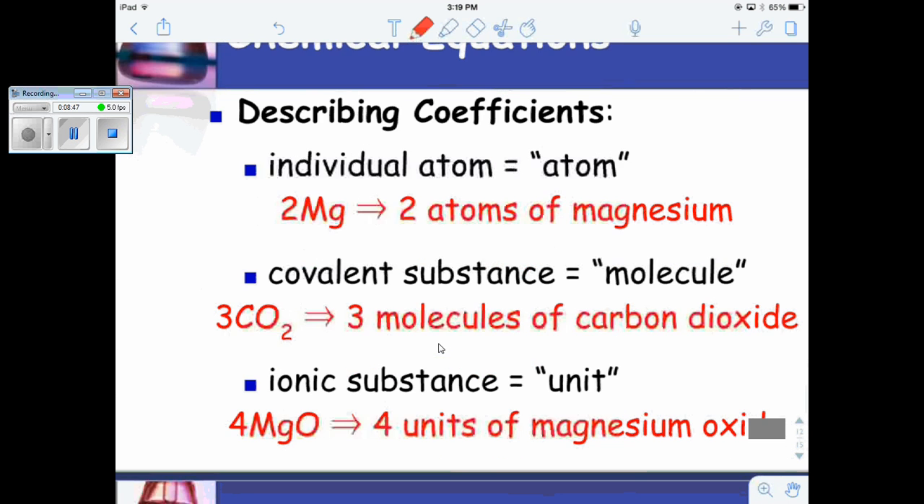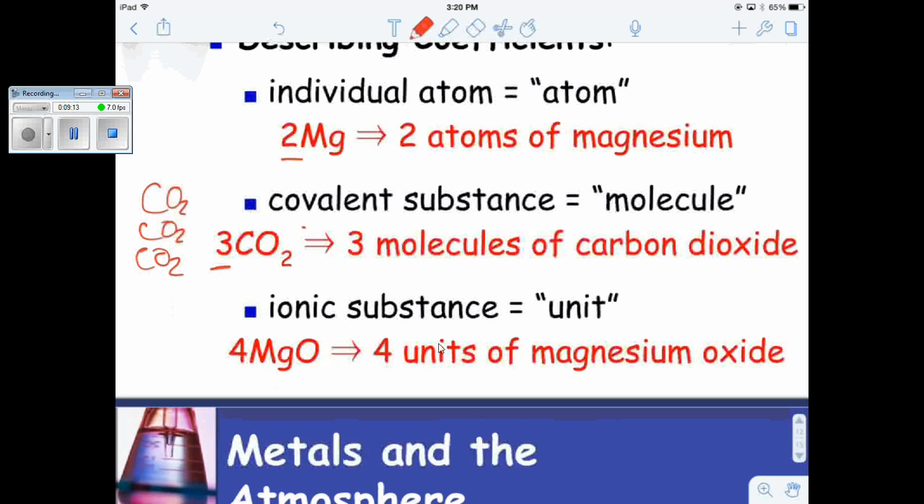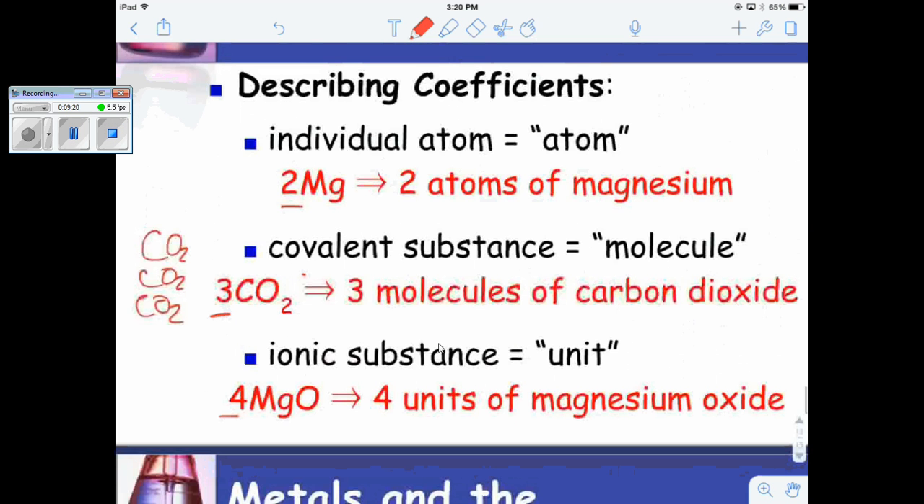Describing coefficients and individual atoms. If you see a coefficient in front of something like 2 Mg, that means there's 2 atoms of magnesium. If you see something like coefficient 3 in front of CO2, that means there's 3 molecules of CO2. So it'd be like CO2 is occurring 3 times. There's 3 units of that. Same thing with an ionic substance. If you have magnesium oxide, there would be 4 units of that. Same kind of idea. Once again, we're going to be using this a lot when we talk about balancing equations.